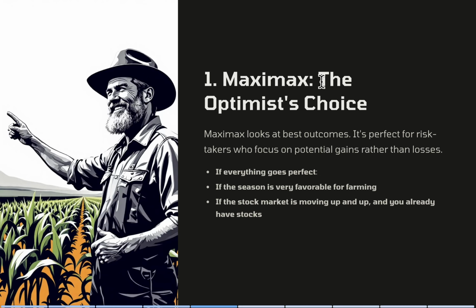The first one is maximax, or the optimist's choice. Maximax looks at the best outcomes. It's perfect for those who take risk and focus on potential gains rather than losses. So for example, if everything goes perfectly, a farmer might be thinking the season is very favorable for farming. An investor might be thinking the stock market is moving up and up. That would be called maximax, or the optimist's choice.